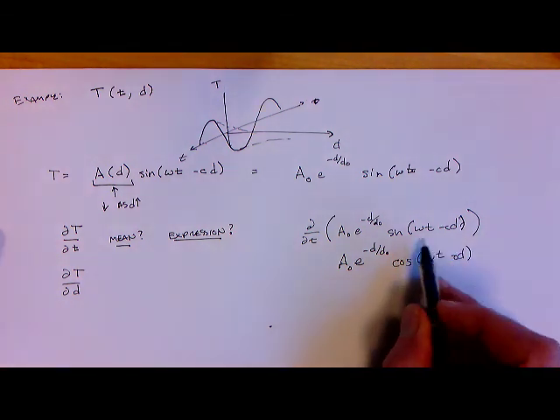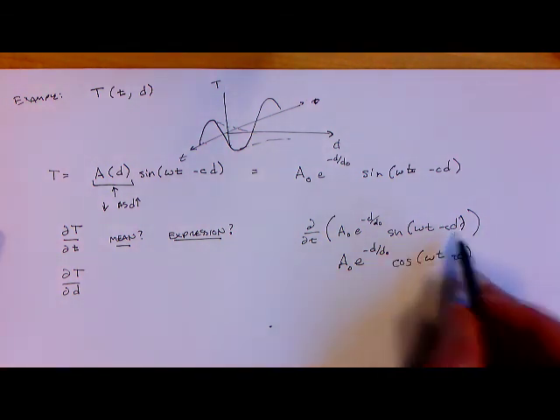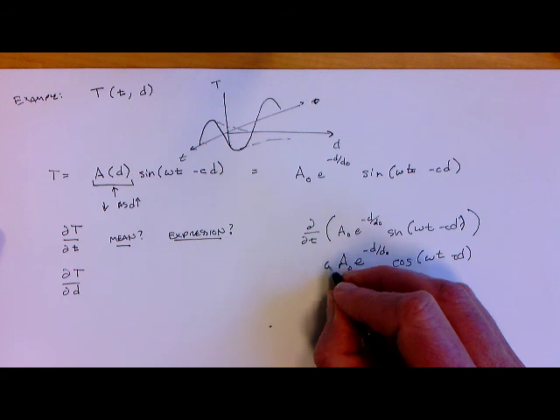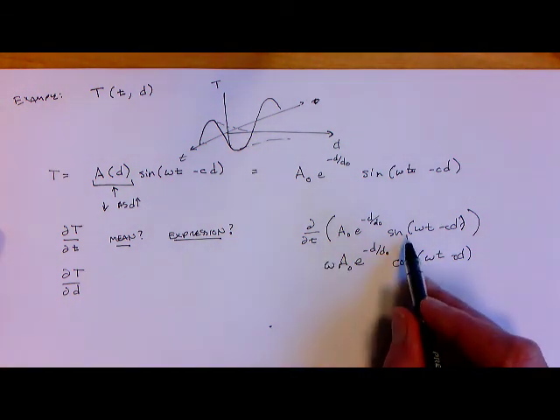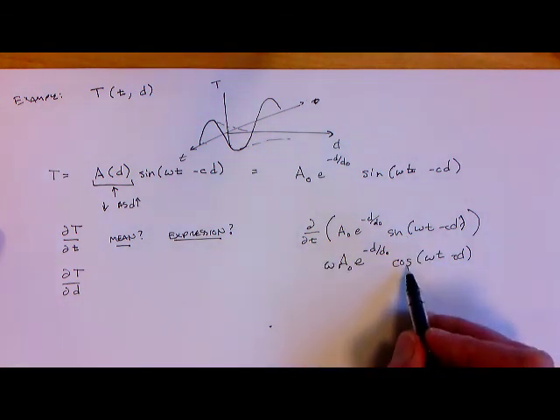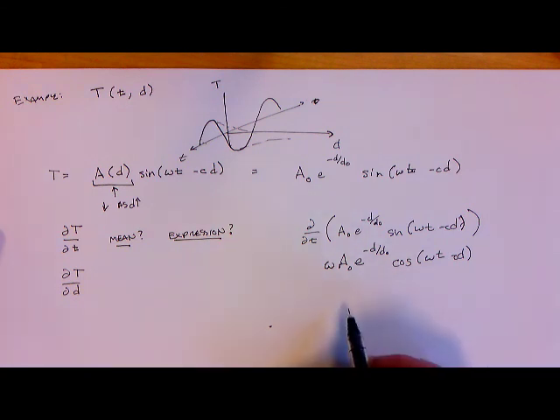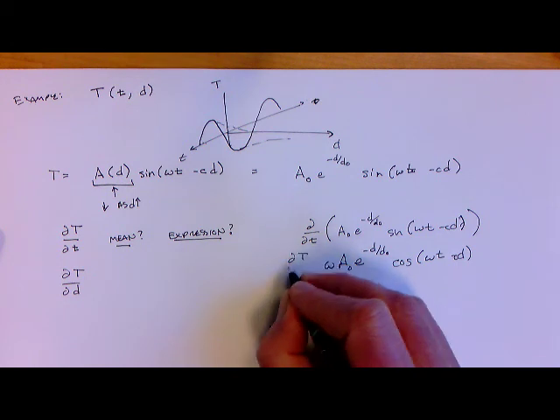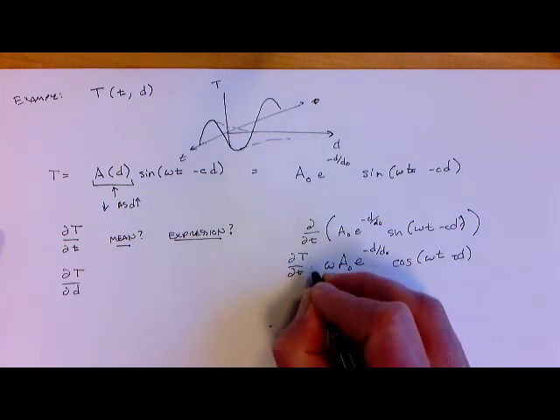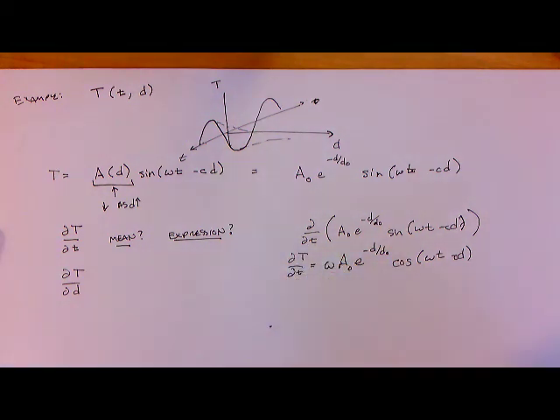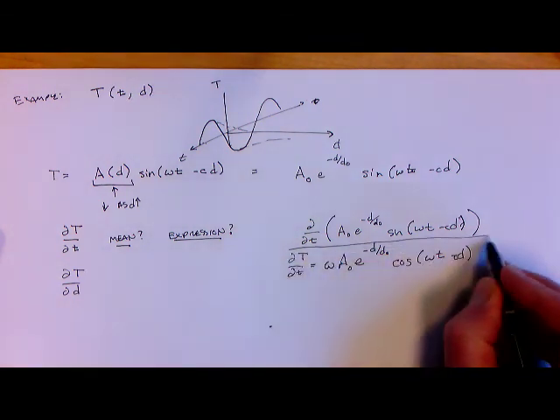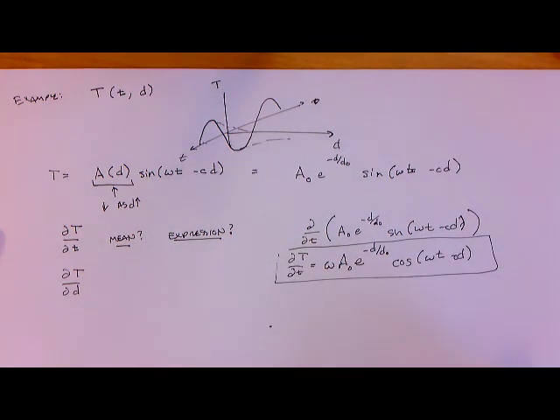And then chain rule on the sine will pick up a factor of omega out front, and the derivative of sine is indeed positive cosine, right? Yes, I don't think I did anything stupid there. So this is what the partial of T with respect to time is. It's omega times all this. Okay, that's an example of doing the calculation.